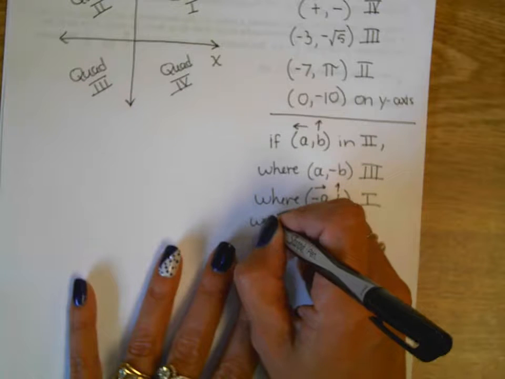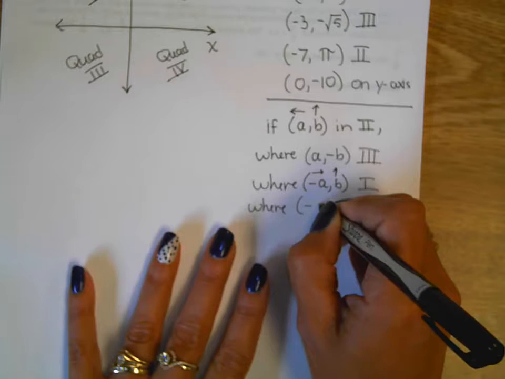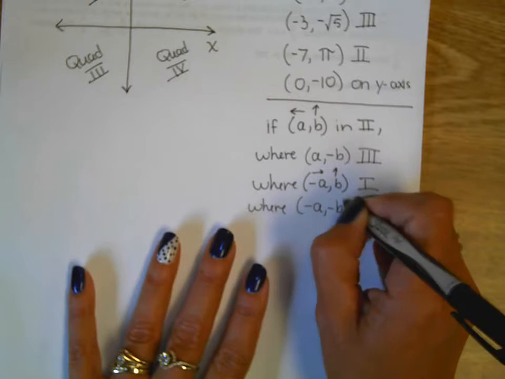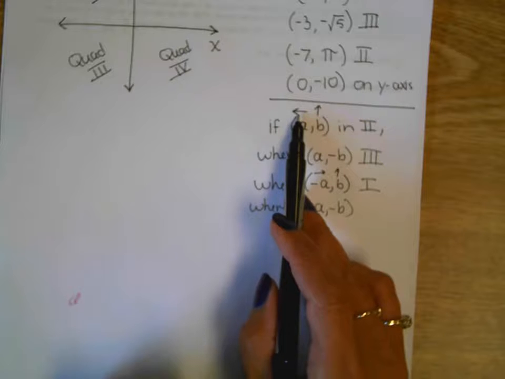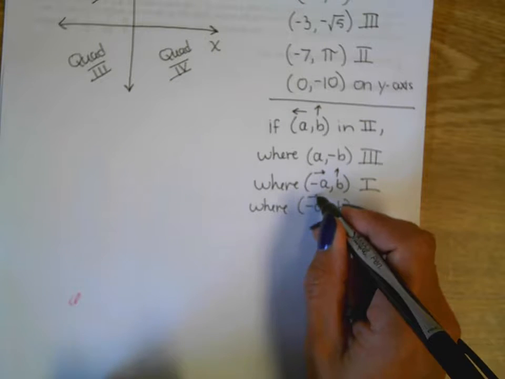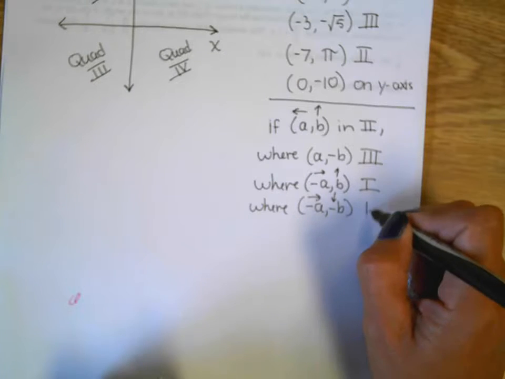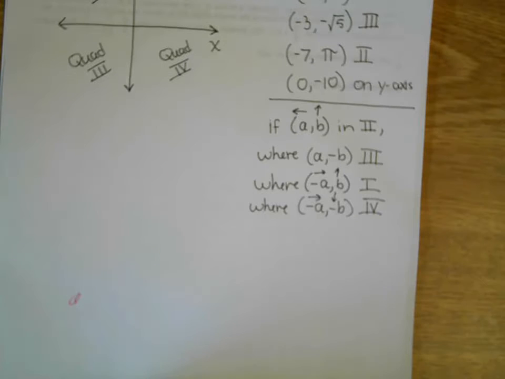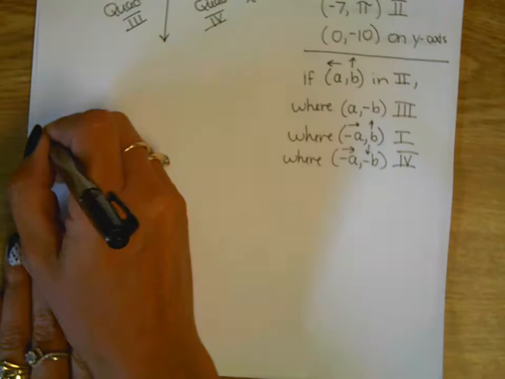And our last one, where would negative A, negative B land? Hearing lots of 4s. Because we're going opposite of left, which means we're going right. Opposite of up, which means we're going down. Right and down. That's quadrant 4. Nice job. Next one. Next big idea.